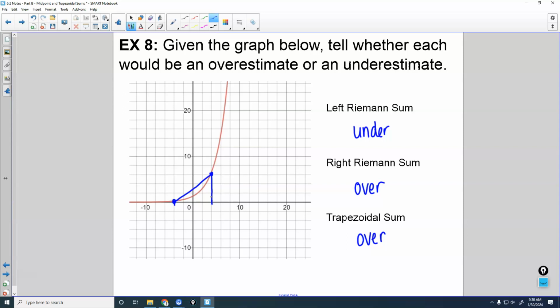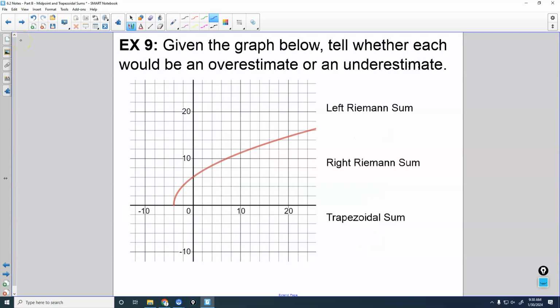It's seeming like that might be the case. You may be thinking ahead to the conclusion that I want you to find. All right, what about left for number 9? It's under. Right would be over then. Trapezoidal, it would be under.